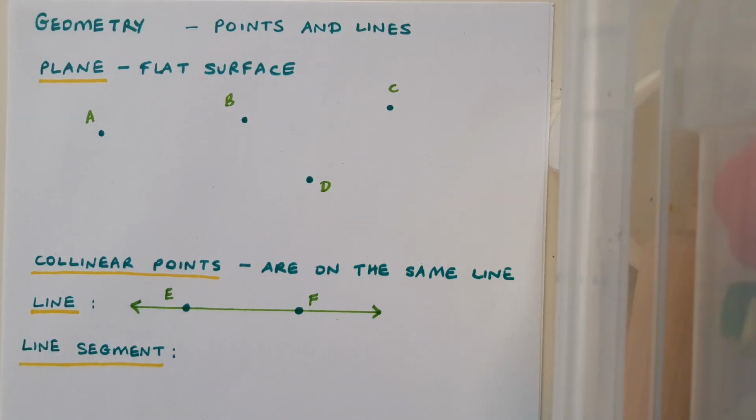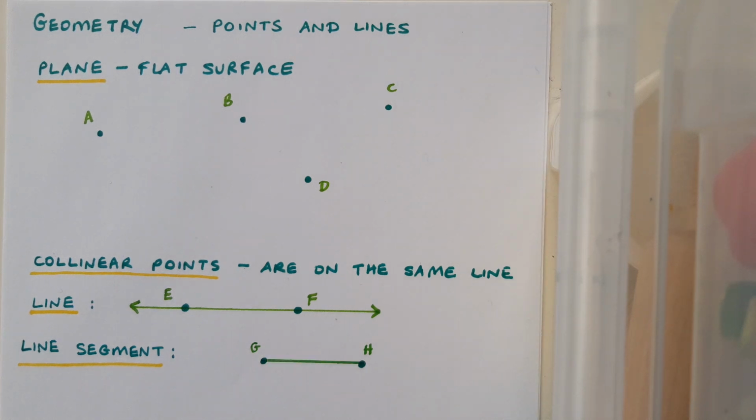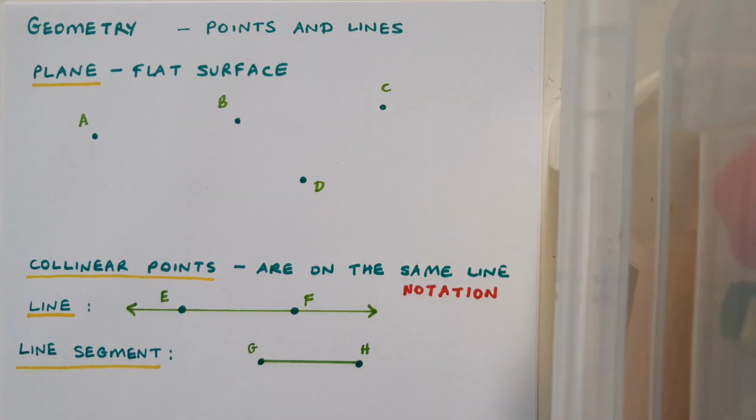I might, for example, have a line segment. To explain what a line segment is, I've put in 2 new points, G and H, on my plane. A line segment is part of a line, it's a portion of a line that exists just between 2 points. So in this case, the line segment GH is just the line that goes from G to H, and I don't go out beyond those points.